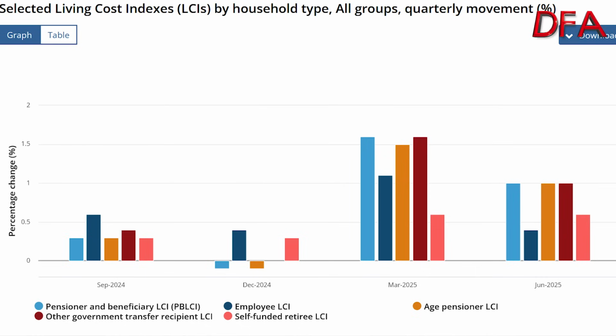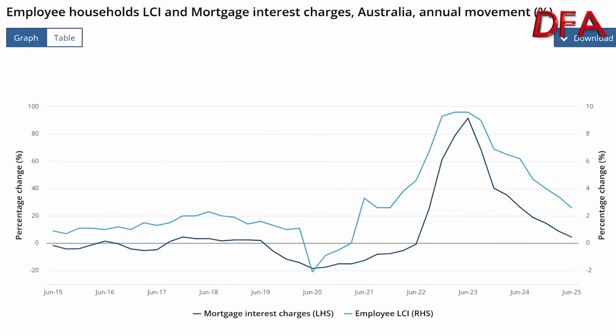Households with government payments as their main source of income saw the largest rise in living costs this quarter, they said. Employee households whose main source of income are wages and salaries benefited most from falling mortgage interest charges, which are a larger part of their spending than for other household types. Of course, not all households have a mortgage. Mortgage interest charges fell 1.4% in the quarter for employee households as banks cut interest rates for both variable and new fixed rate home loans following the RBA's decision to lower the cash rate in February 2025.